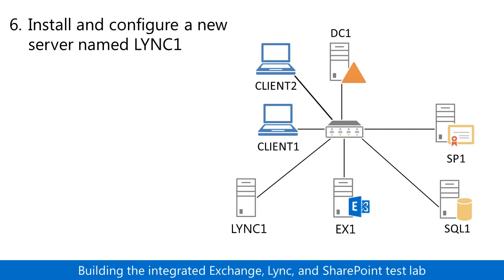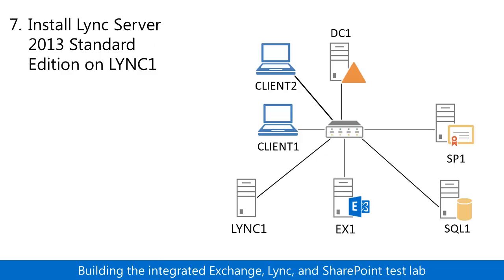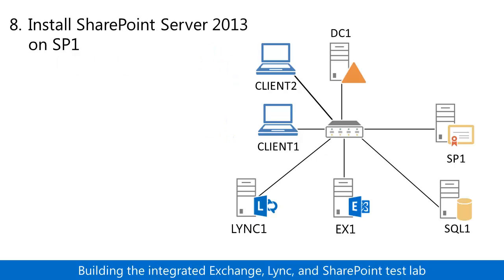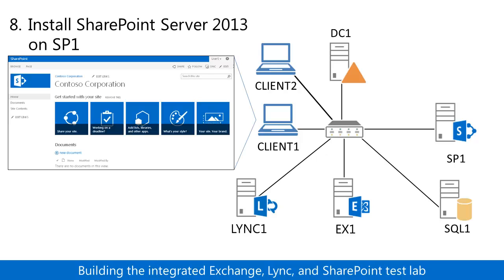In step 6, you add a new server, Lync1, and join it to the corp.contoso.com domain. In step 7, you install Lync Server 2013 on Lync1 and verify that you can create a Lync instant messaging connection between users on Client 1 and Client 2. In step 8, you install SharePoint Server 2013 on SP1 and then verify that you can access the default Contoso team site from Client 1.